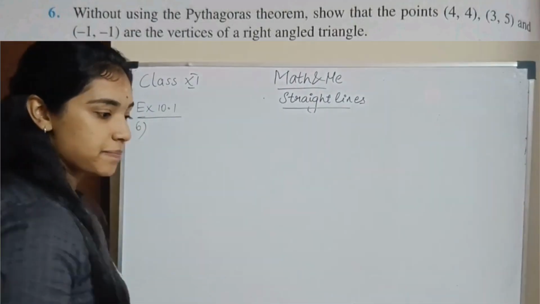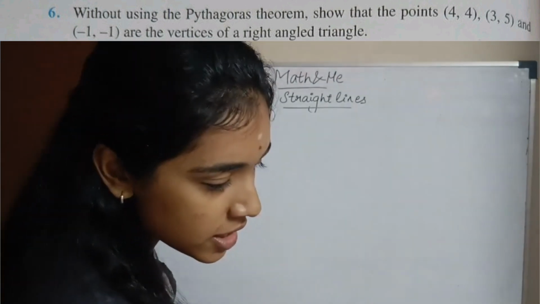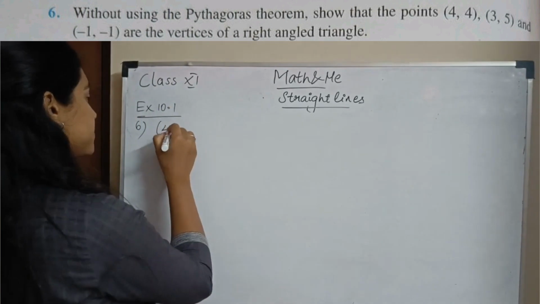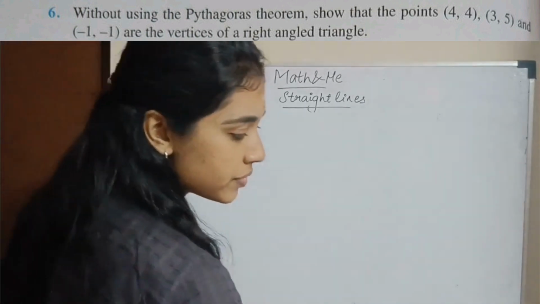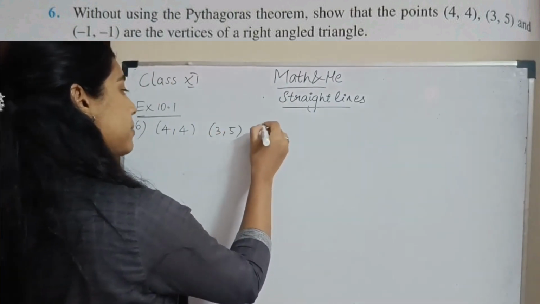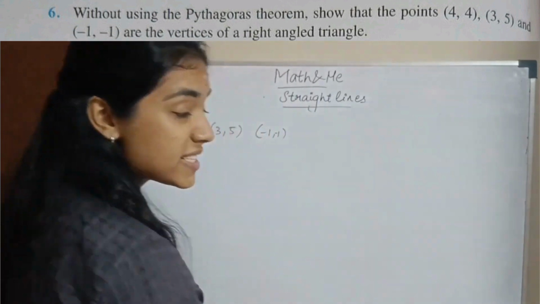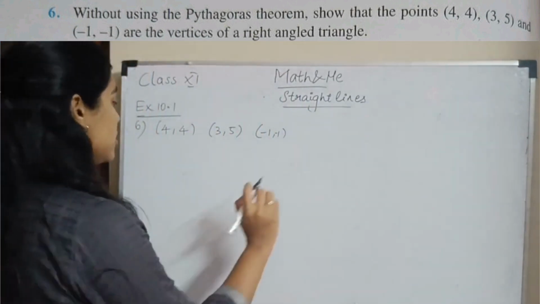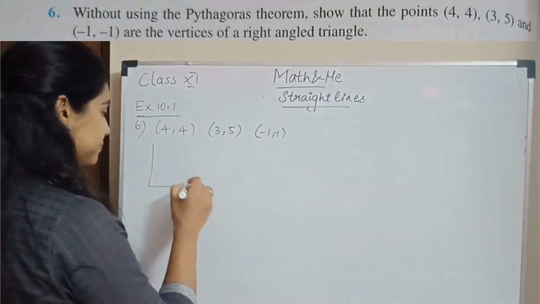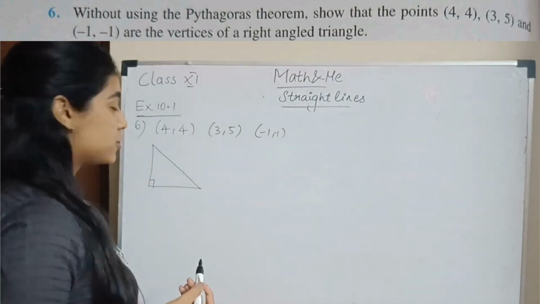Question number 6. It is given that, without using Pythagoras theorem, show that the points (4, 4), (3, 5) and (-1, -1) are vertices of a right angled triangle. So what is a right angled triangle? Only one of the angles will be 90 degrees. So what does that mean?